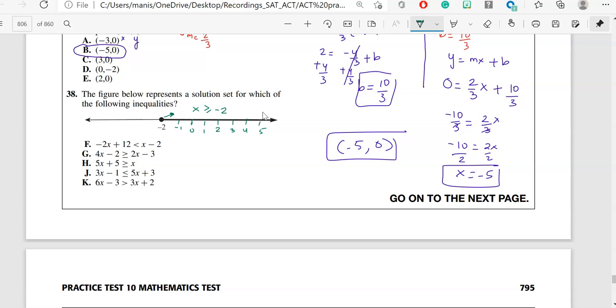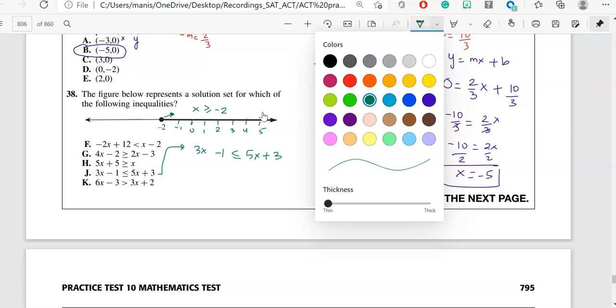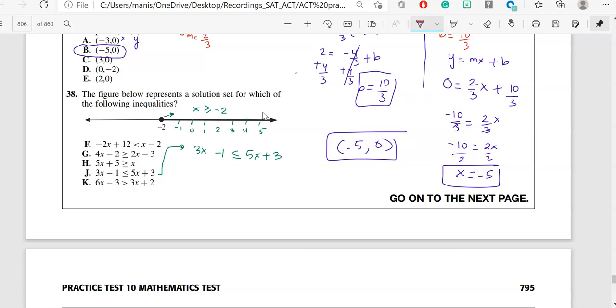Just for the best interest of time, I have solved all of them, but I will just go over the right answer. So I will be solving the correct answer J. If my solution set looks equal to this one over here, then this is the correct answer. So this is my inequality. First of all, I will be subtracting 5x from both sides. This cancels out. I have negative 2x minus 1 less than or equal to 3.